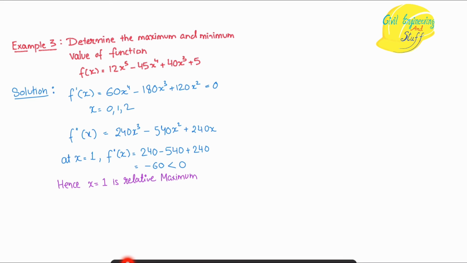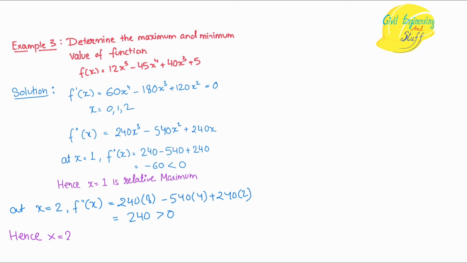Now let us check for x equal to 2. Again, for the second derivative the value was greater than 0. For the second derivative, of course n is even, and the value of the second derivative is greater than 0. So using the sufficient condition, x equal to 2 is a relative minimum point.